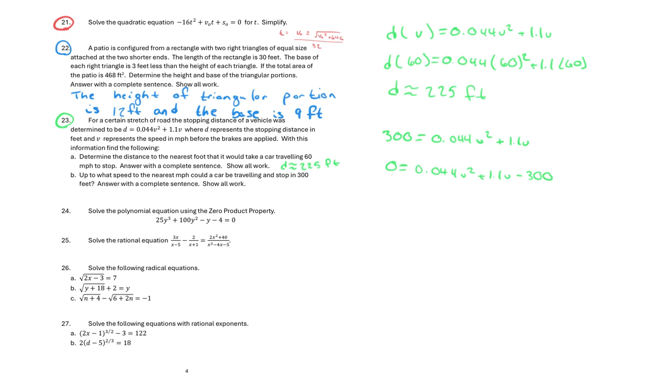Now we can take this and plug it into the quadratic equation. So I have that v is going to equal negative 1.1 plus or minus the square root of 1.1 squared minus 4 times a times c, all divided by 2 times a.